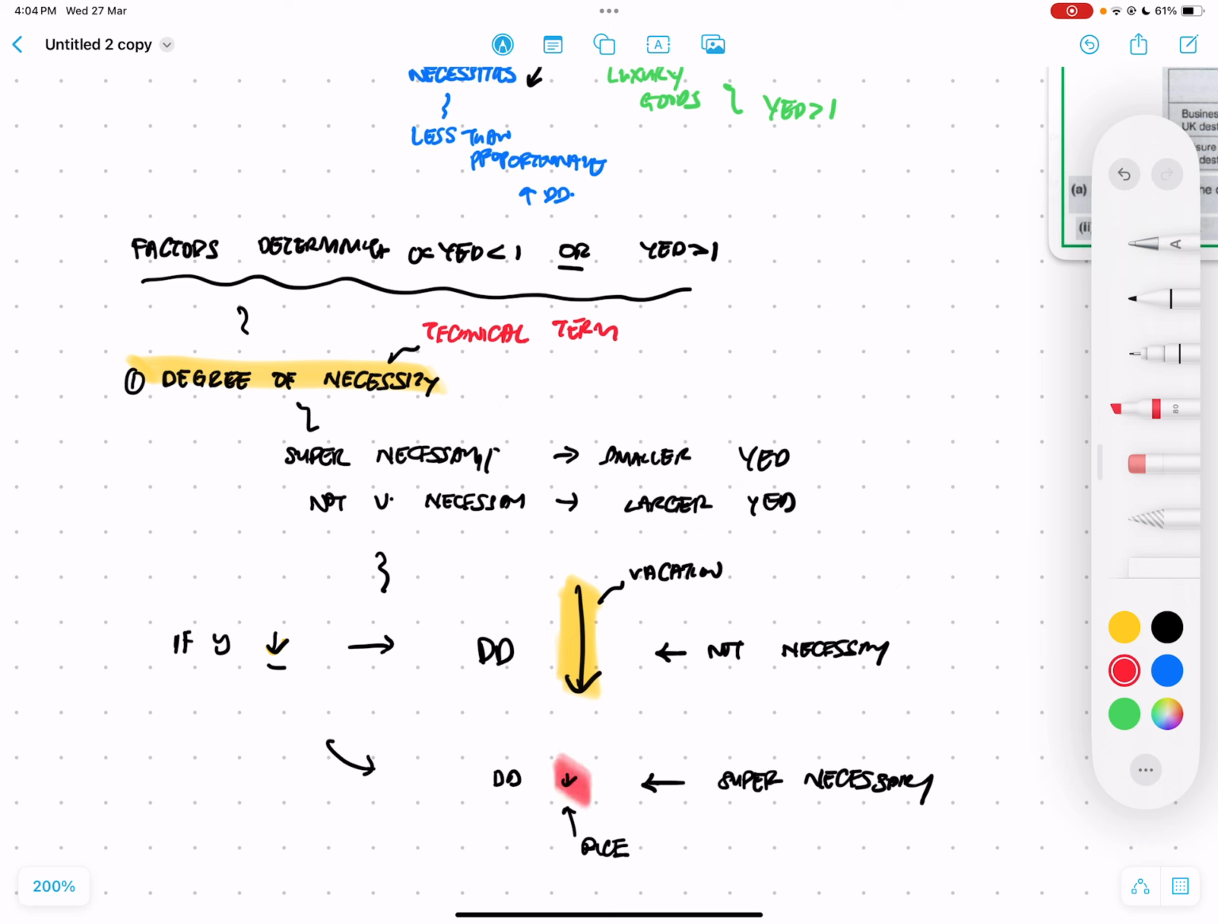Okay, so the degree of necessity. If something is super necessary, if something is necessary, it's a high degree of necessity, it has a smaller or lower YED value. If something is not very necessary or it has a low degree of necessity, then it's a larger YED value. Okay.